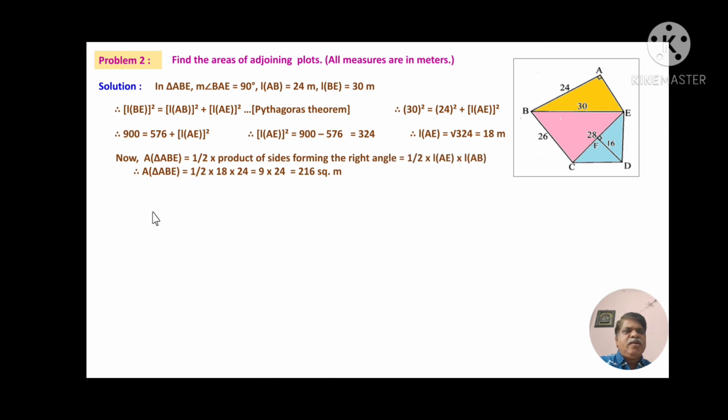Now, area of triangle ABE is equal to half into product of the sides forming the right angle, which is half into AE into AB. Therefore, area of triangle ABE is equal to half into 18 into 24, which will be equal to 9 into 24. That gives you 216 square meter.